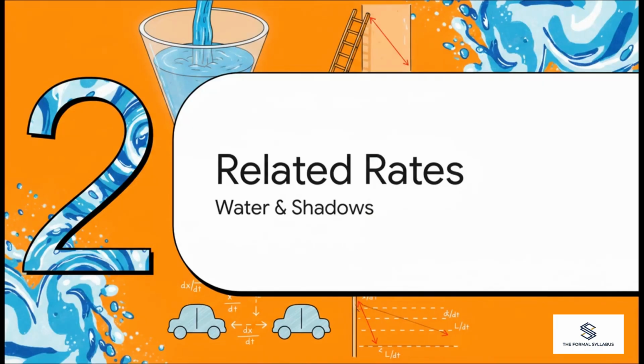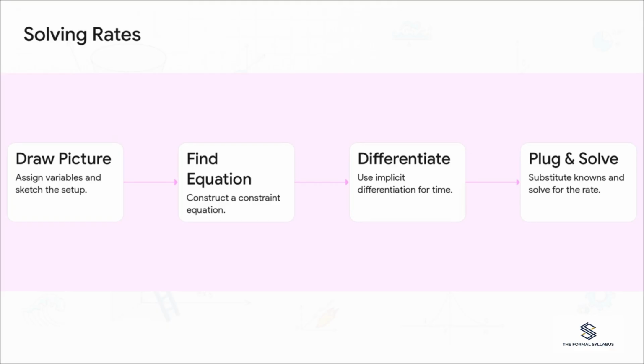All right, moving right along to section 2, tackling related rates, where we'll look at sinking water and moving shadows. Now, every single source I looked at, from intense MIT lectures to online tutorials, uses this exact same 4-step cheat sheet to solve these related rate puzzles. It's such a brilliant framework.